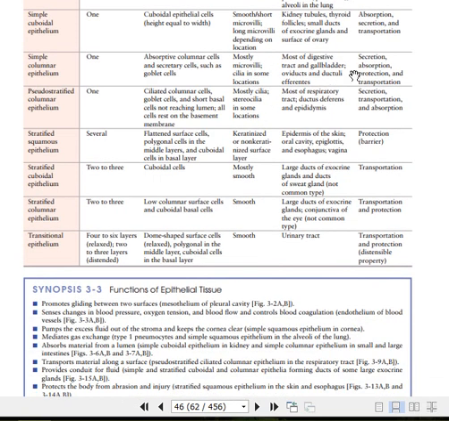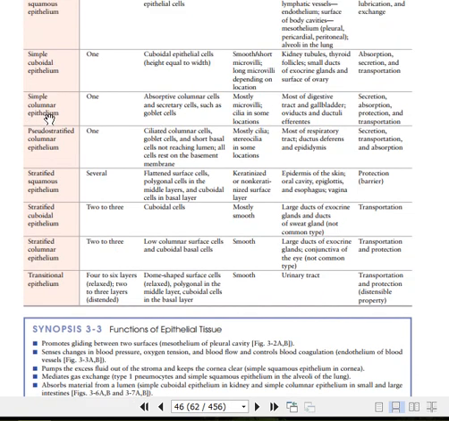So let's see, you have the simple columnar epithelium. It contains microvilli, that's for absorption. It's also going to be smooth for protection, for transport and secretion, depending on where it is located. Still satisfied, you've seen that.